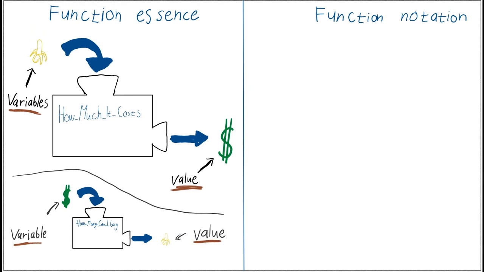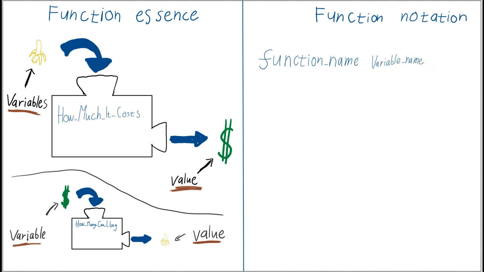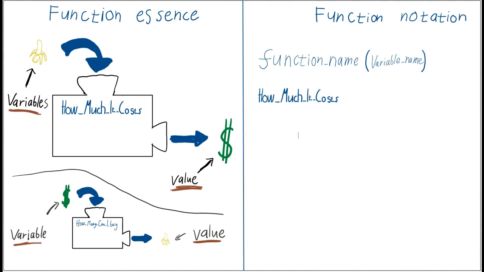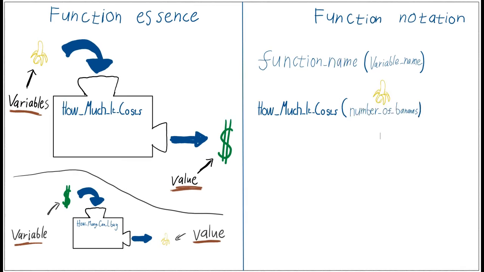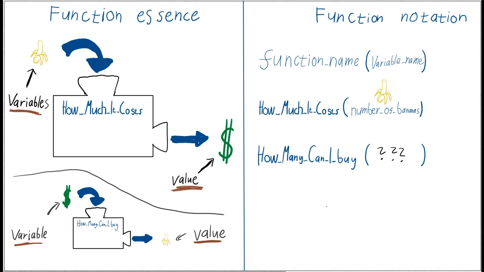You write this by writing the name of the function, and to its right, you write the name of the variable its output depends on, and you write it inside brackets. For the how much it costs function, it looks like this. Here's the name, and here in the open brackets, there's the variable it depends on. And you could read it as: this is a function how much it costs, and it depends on a variable, number of bananas. How do you think it would look for the function how many can I buy? Try it yourself.